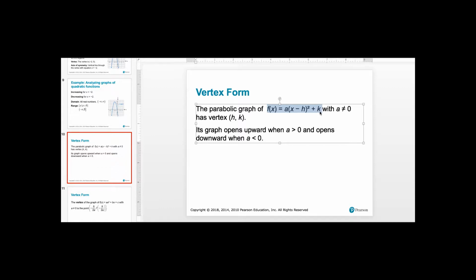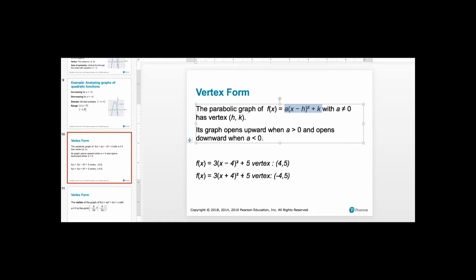Because, let me give you an example. If you have, let me fill in some numbers here. In this case, your vertex would be (4, 5). But in this case, your vertex is (-4, 5). So again, it's got to fit this mold in order for you just to pull the vertex out.